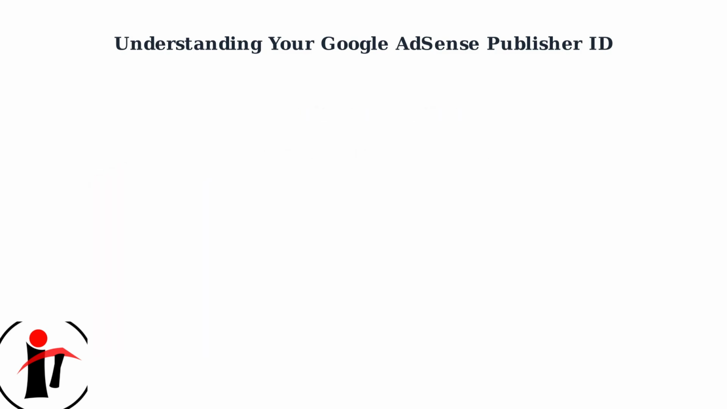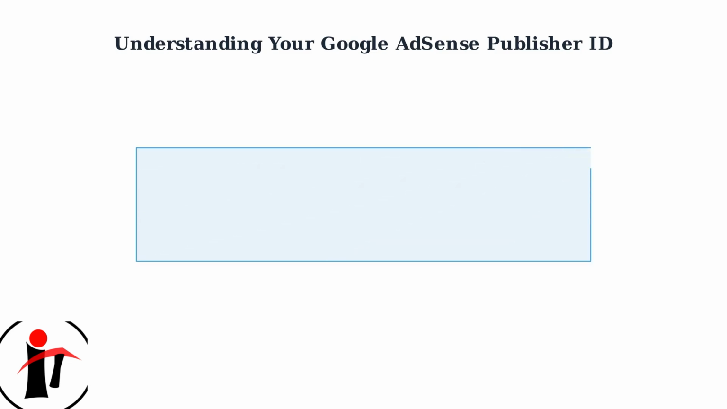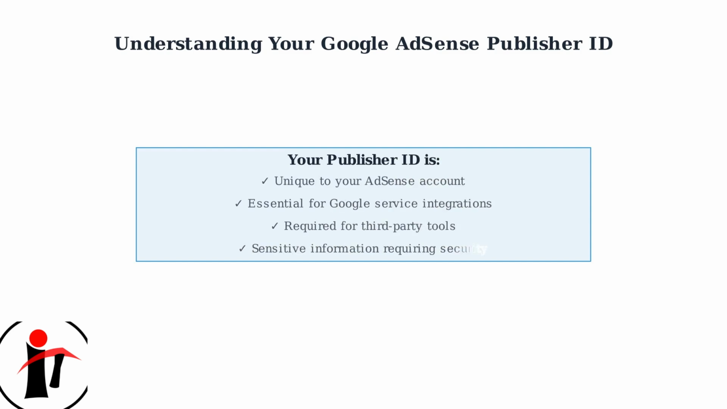Never share it publicly or with unauthorized third parties to protect your account from potential security risks. Understanding your Publisher ID is the foundation for effective AdSense account management. It's your unique identifier that enables seamless integration with Google's advertising ecosystem while requiring careful security practices.